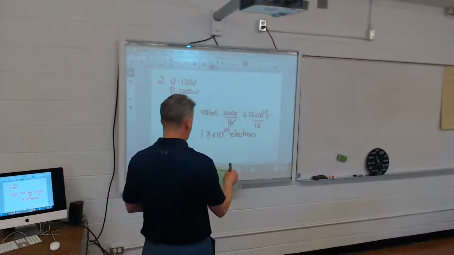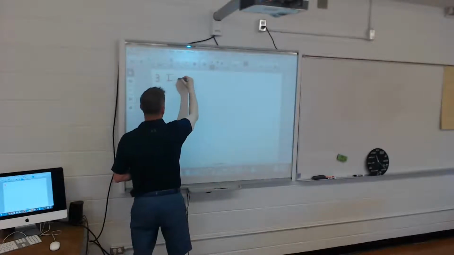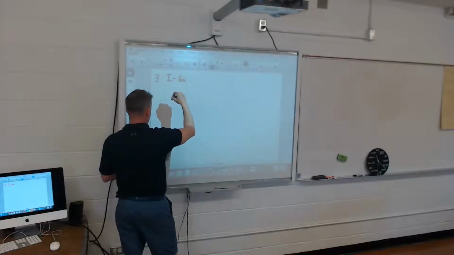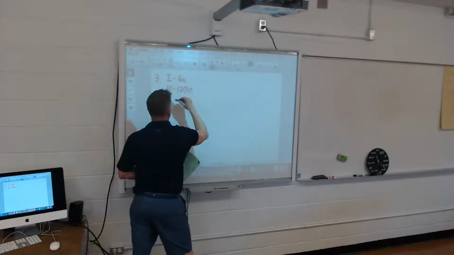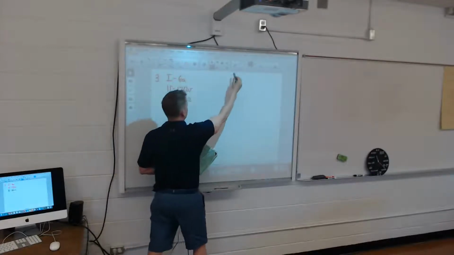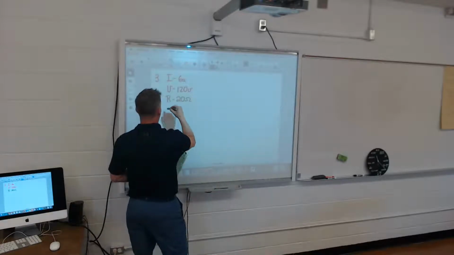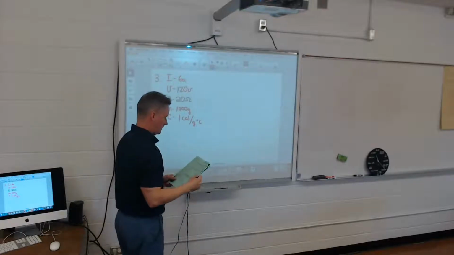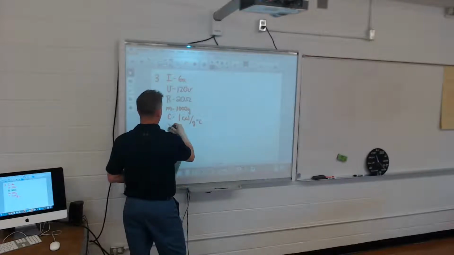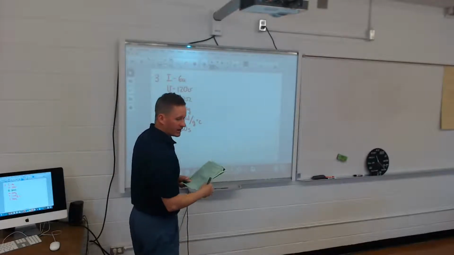Number 3. Wire has 6 amps, 120 volts. That means resistance is 20 ohms. It's placed into a 1 liter or 1 kilogram of water. So my mass is 1,000 grams of water. The time is 450 seconds. How hot will the water get?